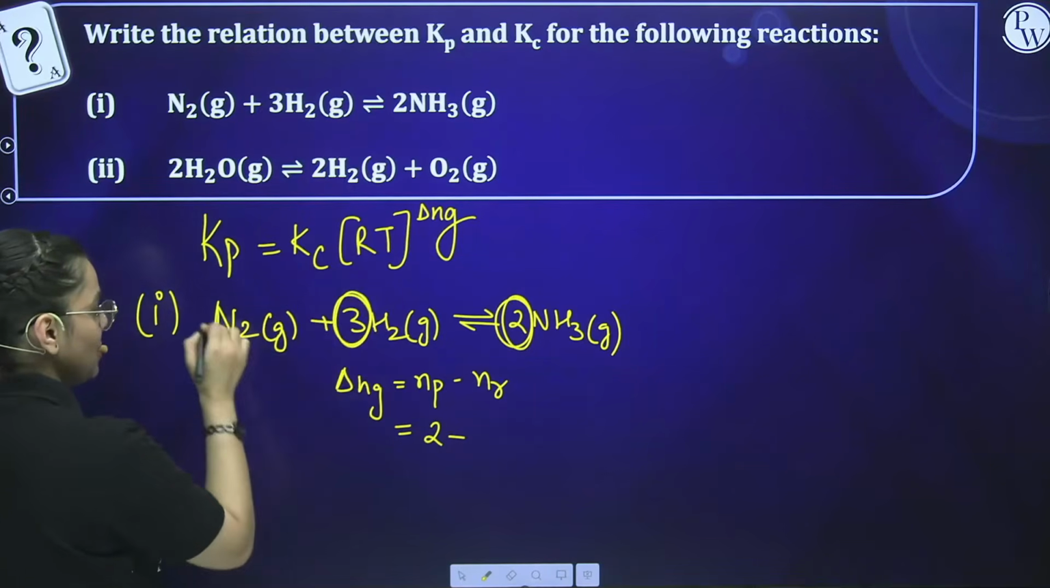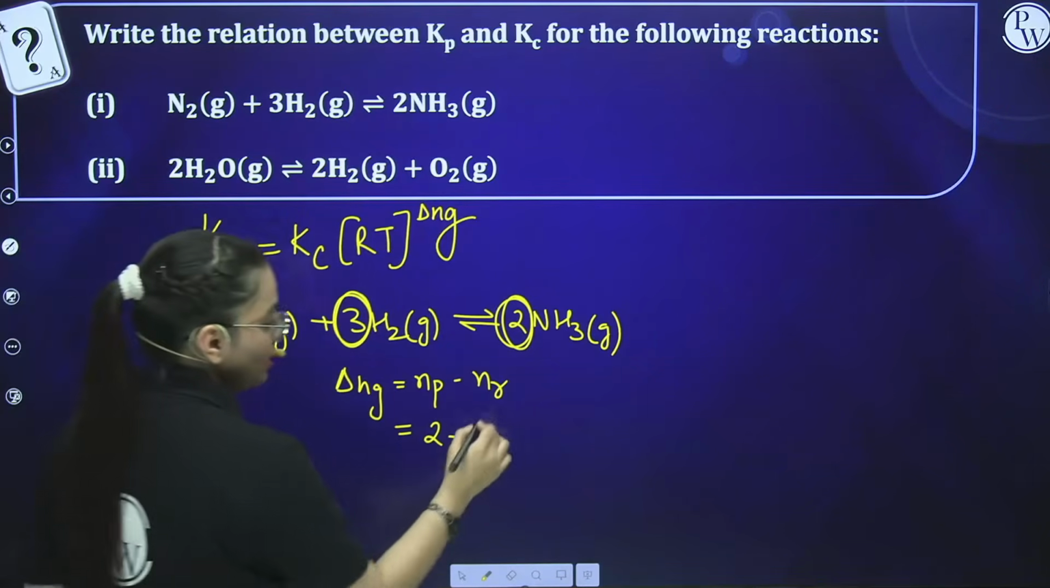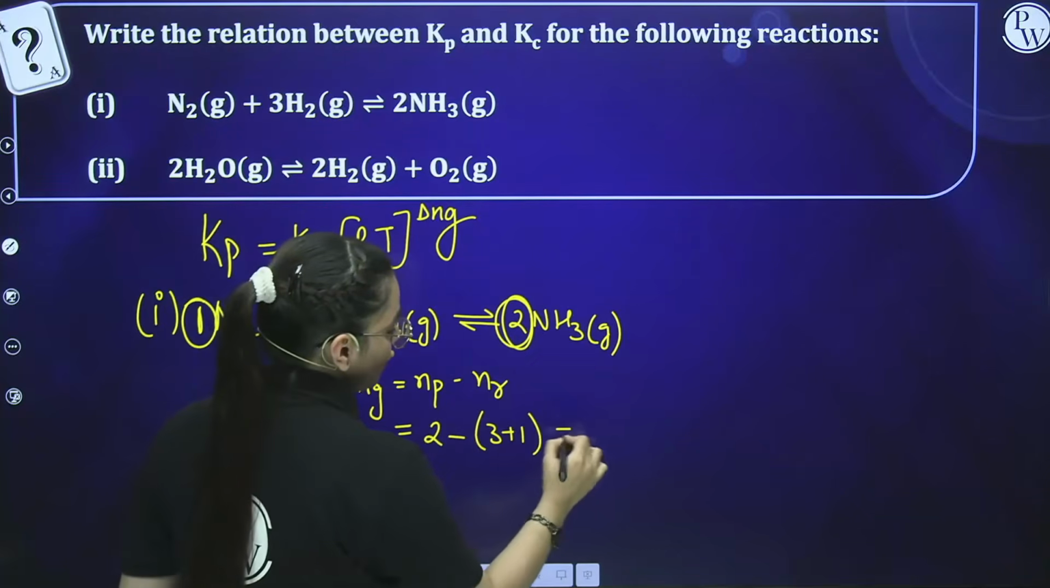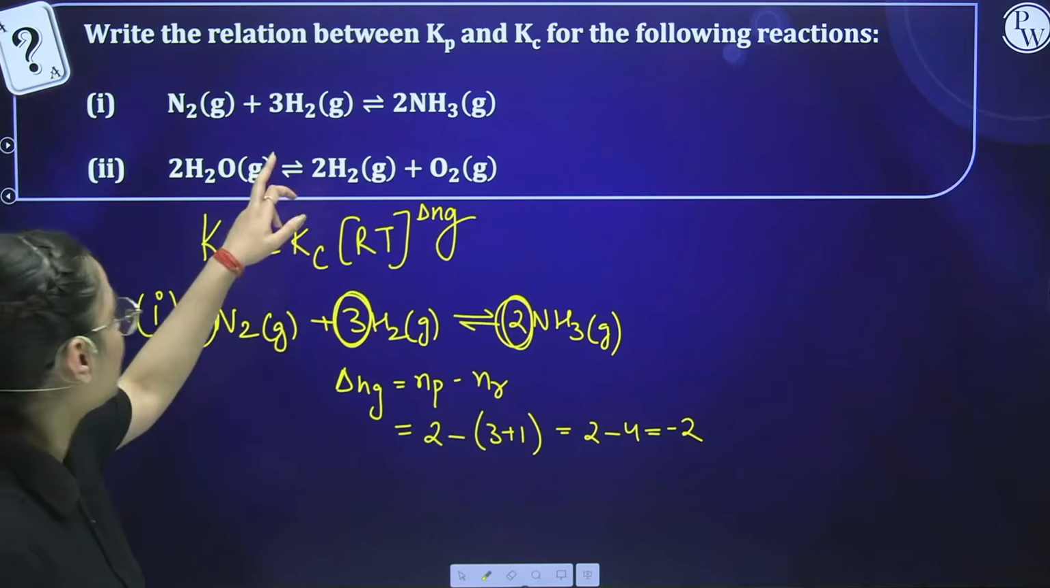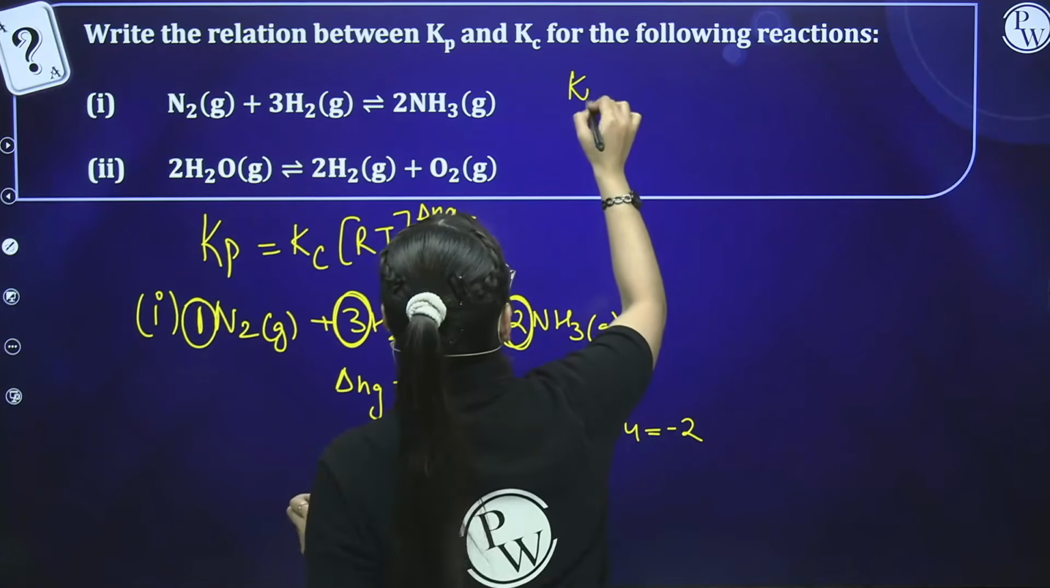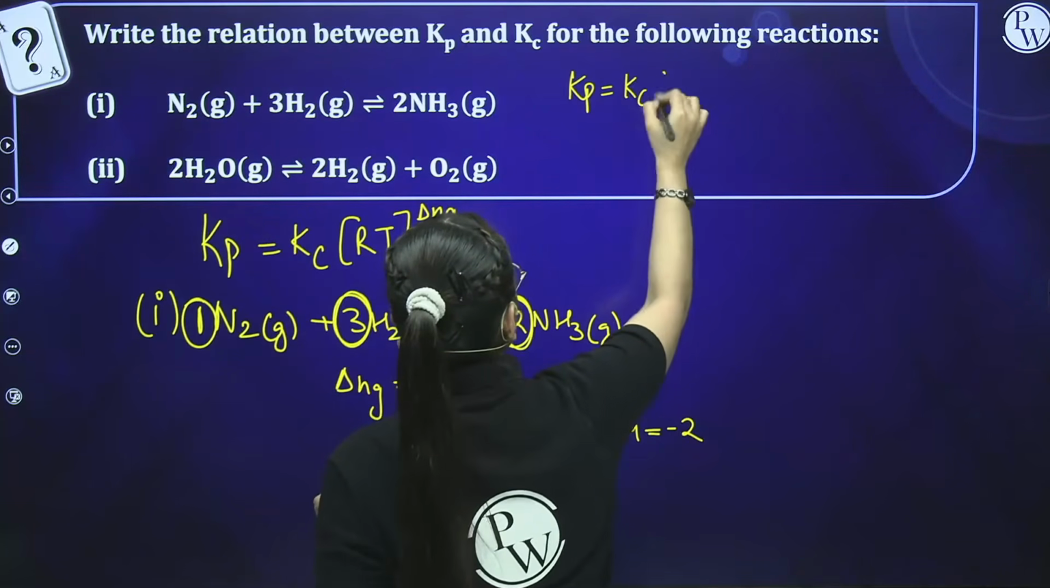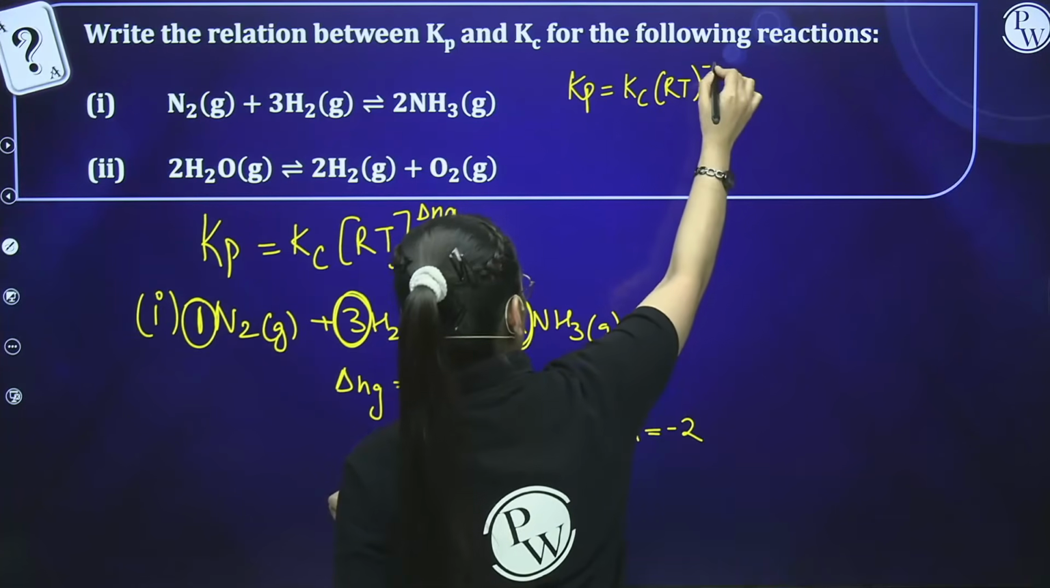This 3 plus here 1 is present. So 3 plus 1, that is 4. So what are we going to get? 2 minus 4, that is minus 2. So what is the relationship for the very first one? It will be Kp is equal to Kc into RT power minus 2.